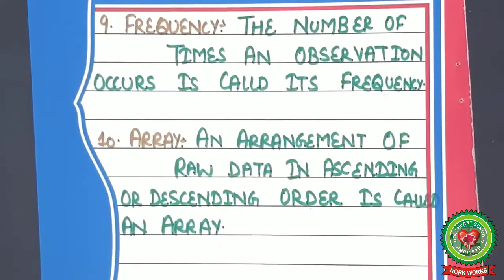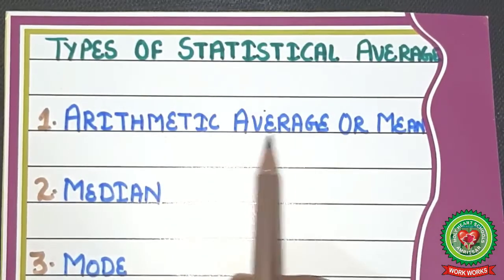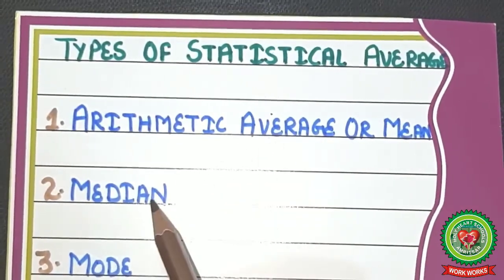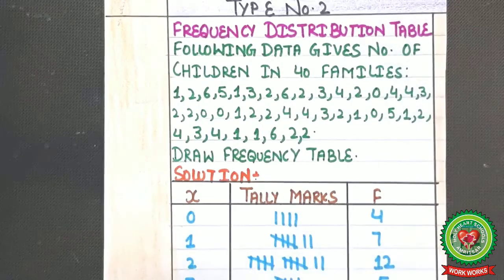Now we will start with the questions of the topic. But before that, firstly, we will understand the meaning of arithmetic average. Students, statistics is mainly concerned with average, and average is of three types, that is arithmetic average or mean, median and mode.